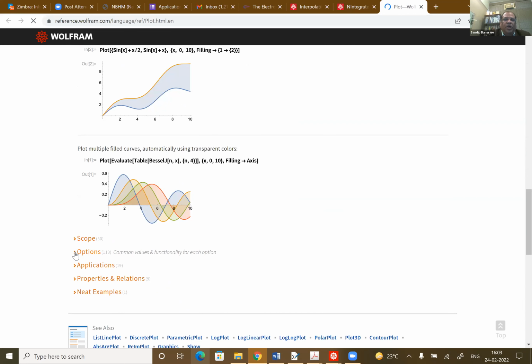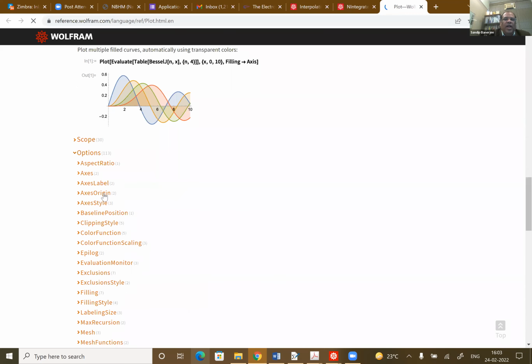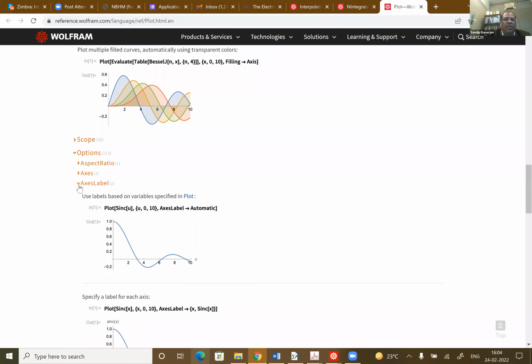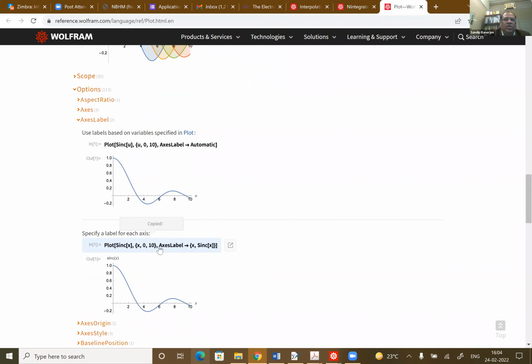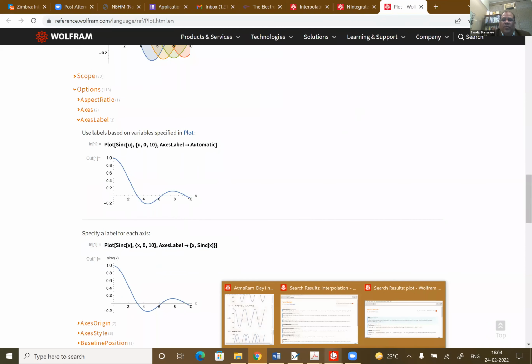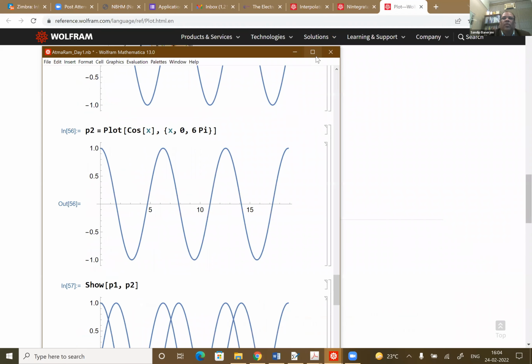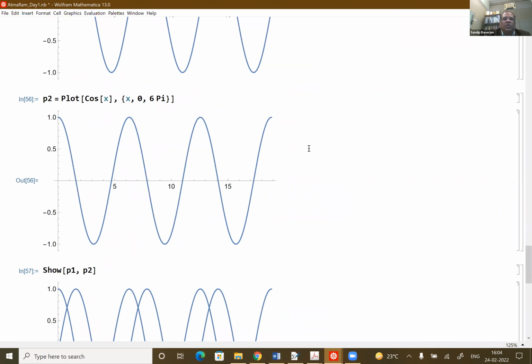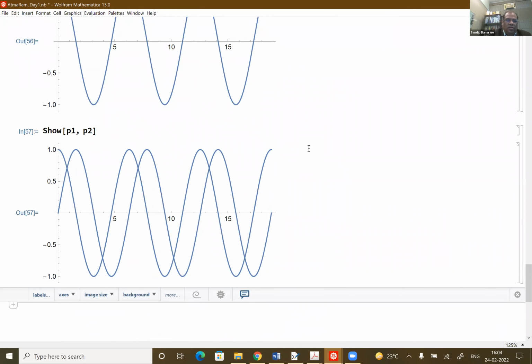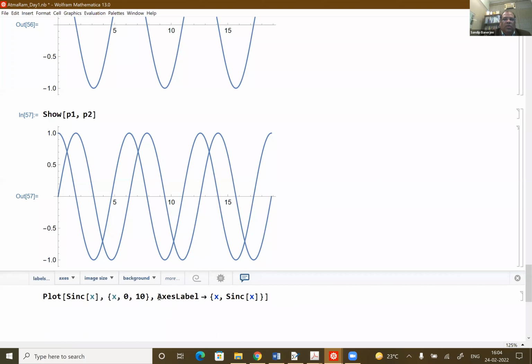If you want this option, so option is where various attributes can be attached. For example, what color I want the graph, what will be the axis, what is the axis label. Axis label is the x-axis and the y-axis. So let's do one by one. Save this one. So axis label.